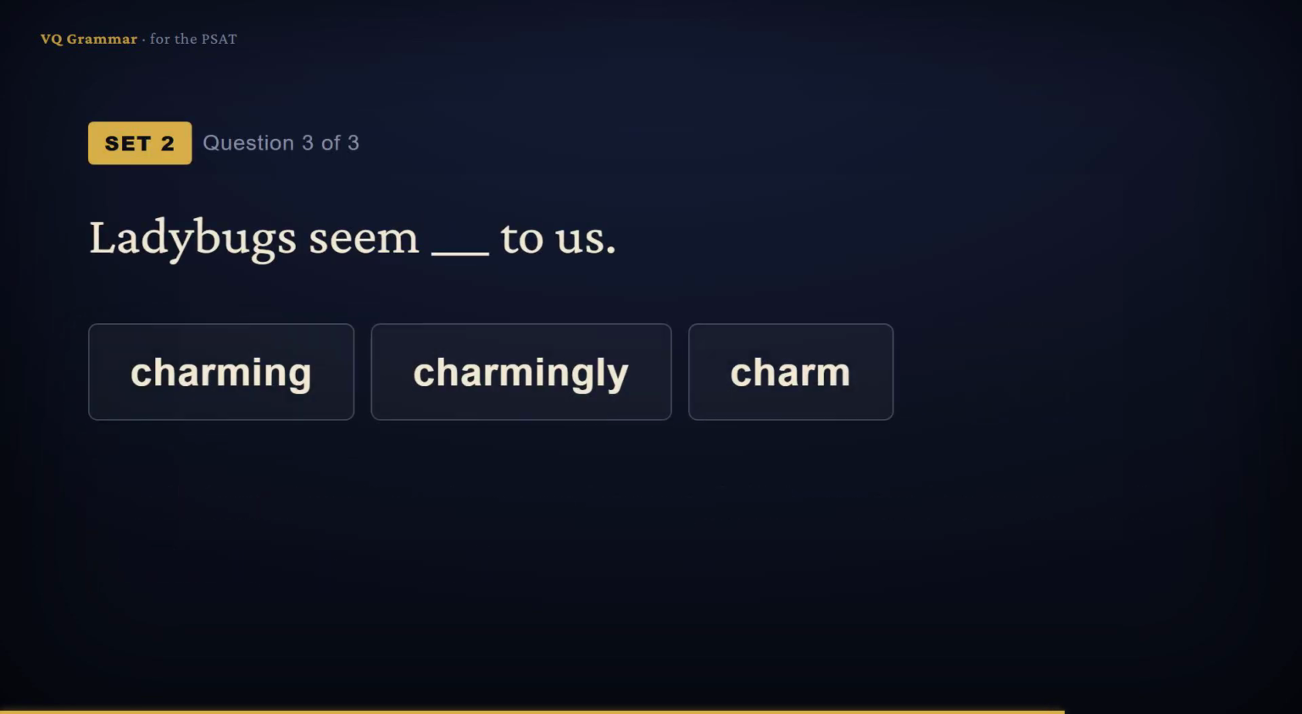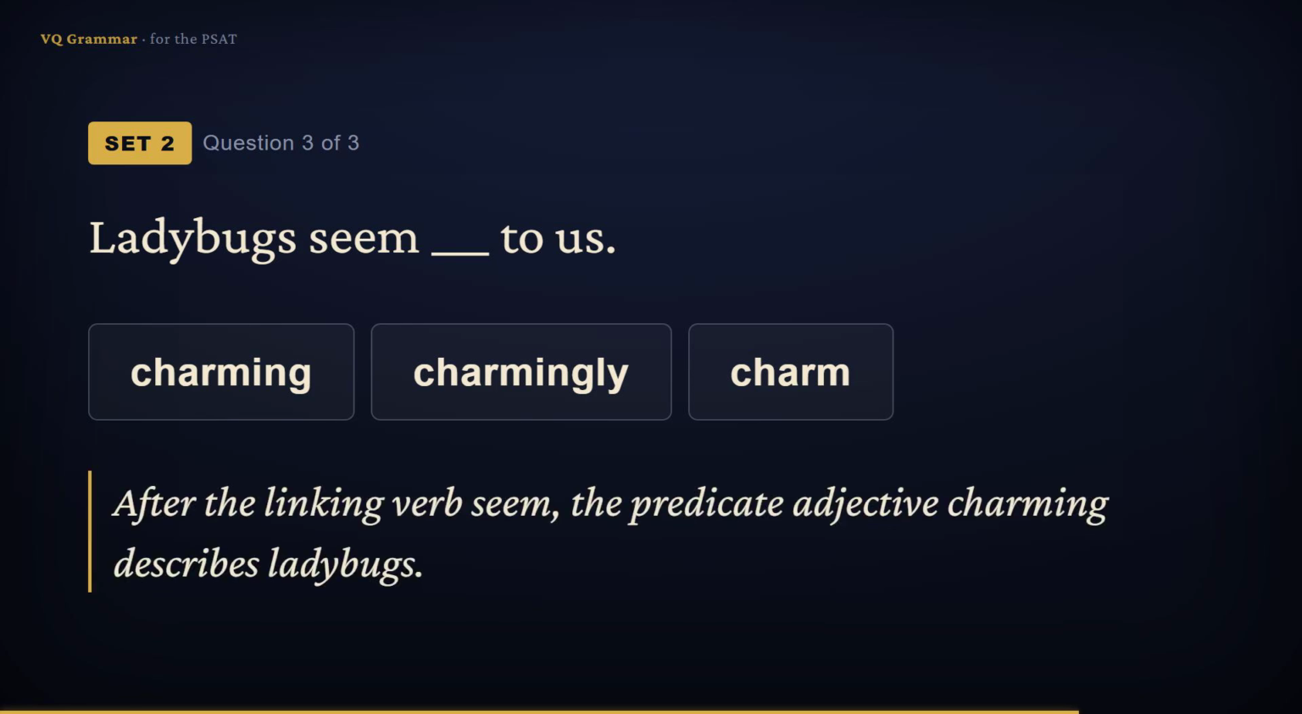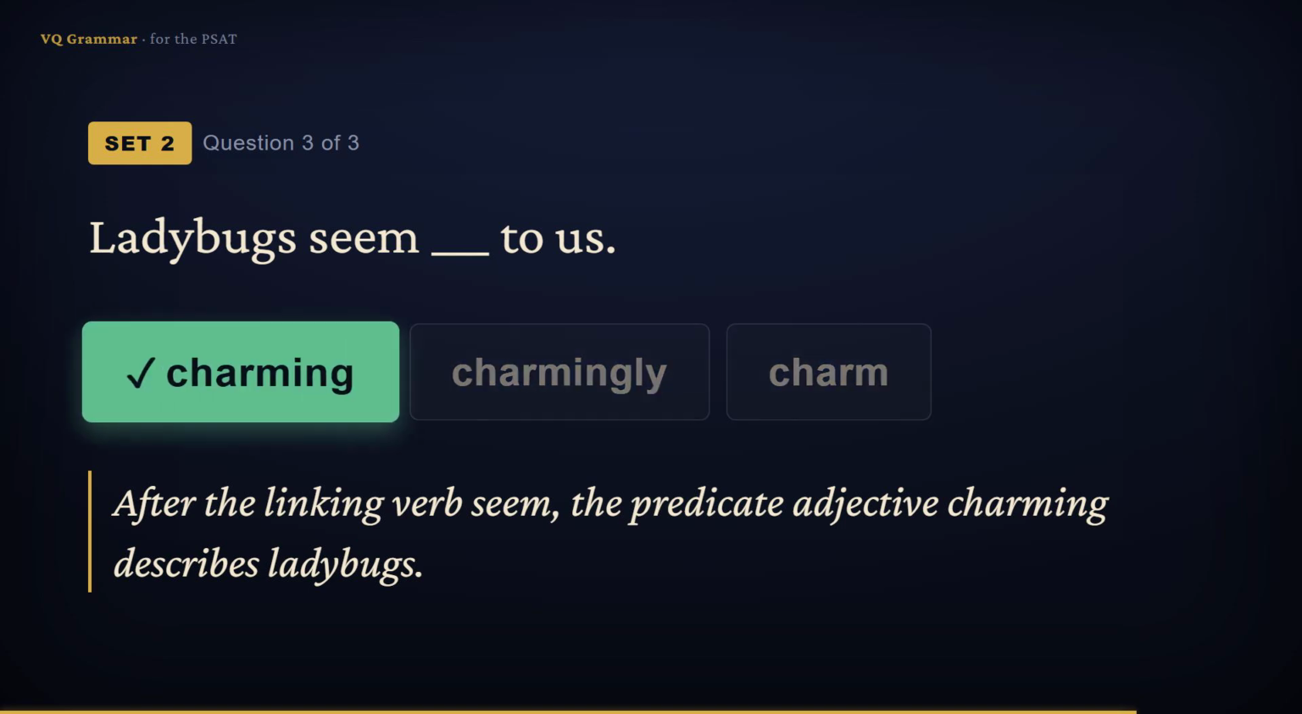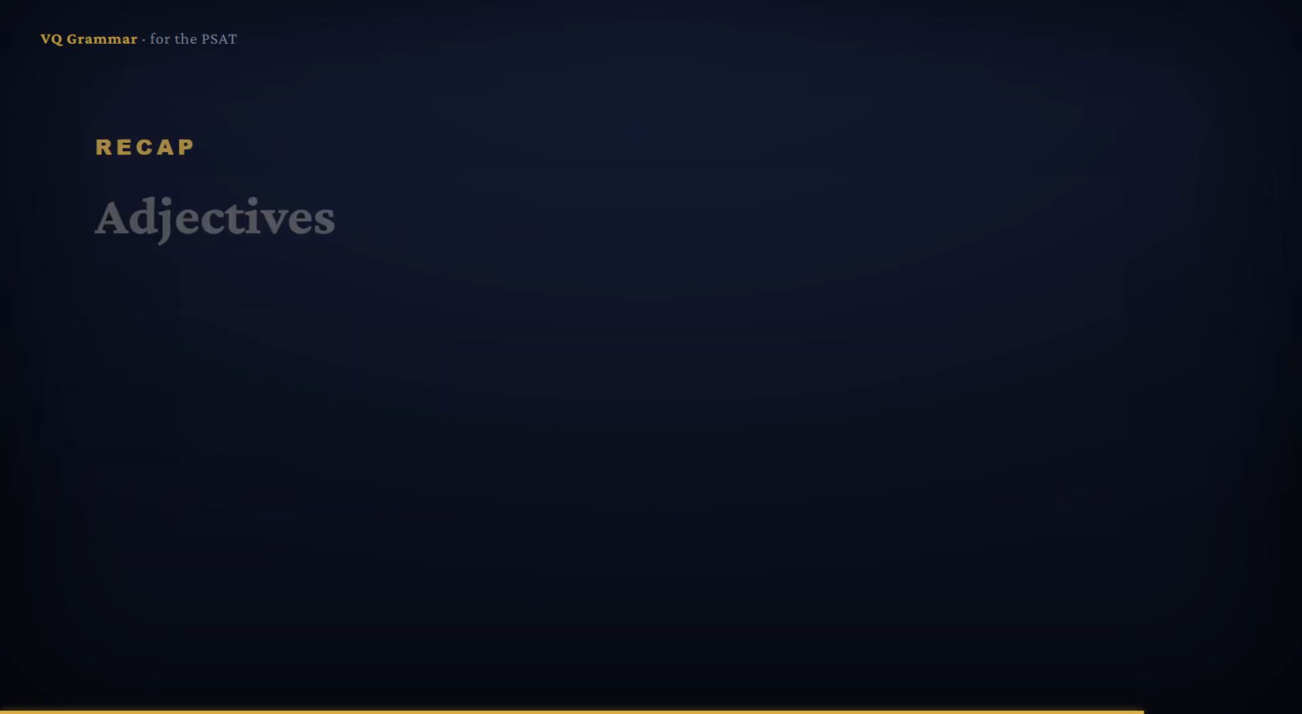Ladybugs seem blank to us. Seem is a linking verb, so we need a predicate adjective to describe the subject, ladybugs. Charming does that. Charmingly is an adverb, and charm is a noun. So the answer is charming.